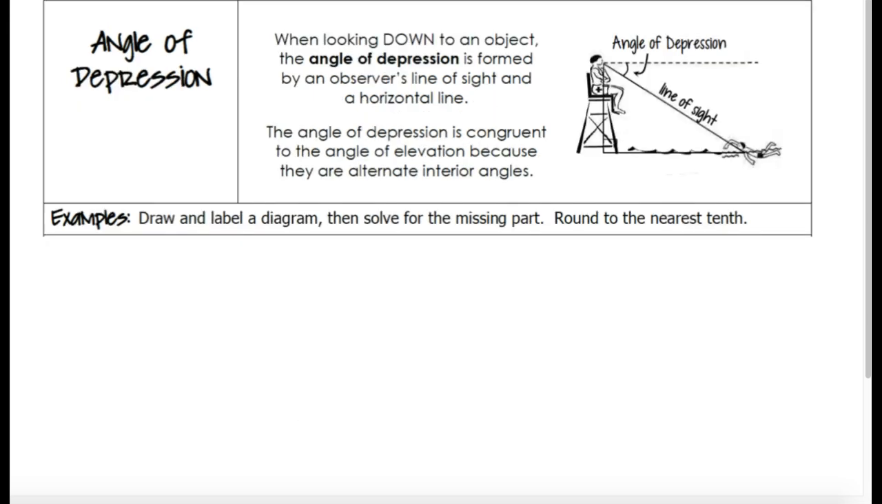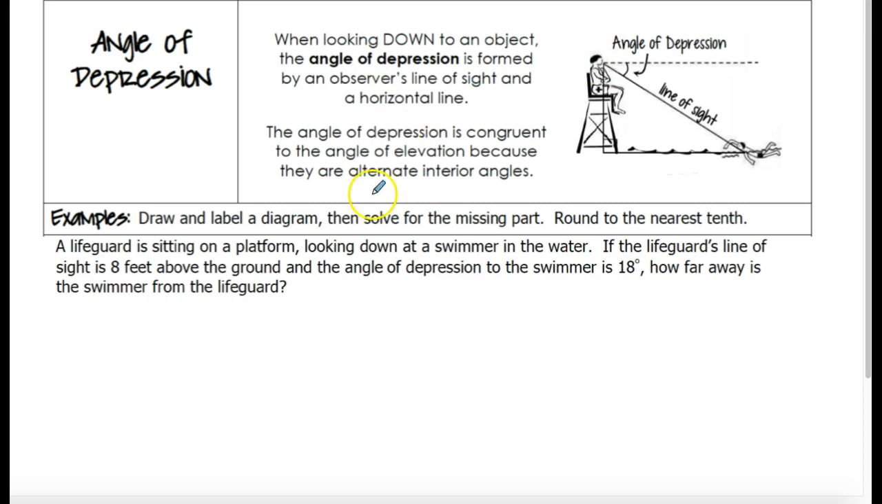The other vocab idea for today is angle of depression. This is when somebody is looking down at an object. If you look at this diagram right here, let's pull up this first problem. A lifeguard is sitting on a platform looking down at a swimmer in the water. The lifeguard's line of sight is 8 feet above the ground. So that means that this height from the ground up to the lifeguard's eyes is 8 feet.